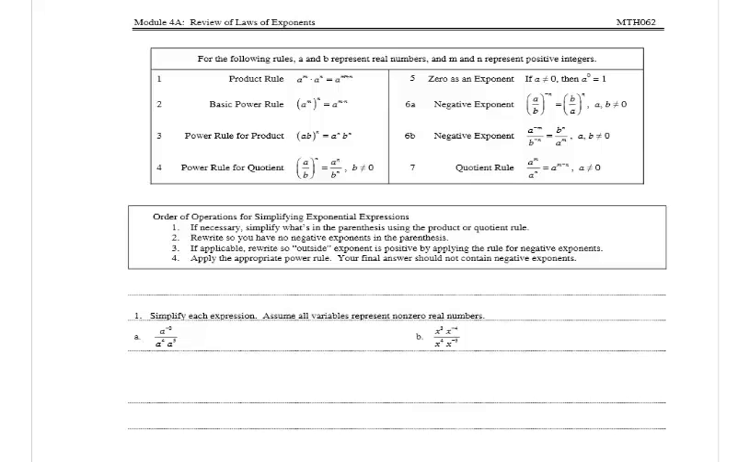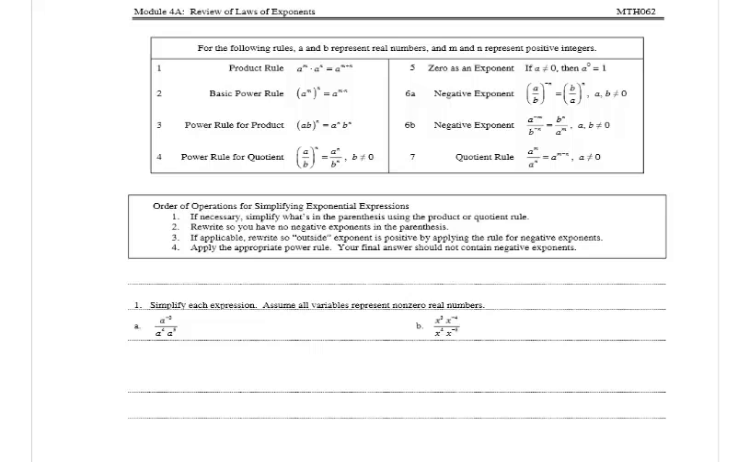We add the exponents if we're multiplying. And here our negative exponent, just remember that if you move a number from the numerator to the denominator, then we're going to change the sign of the exponent. So now let's take a look at the order of operations of simplifying.